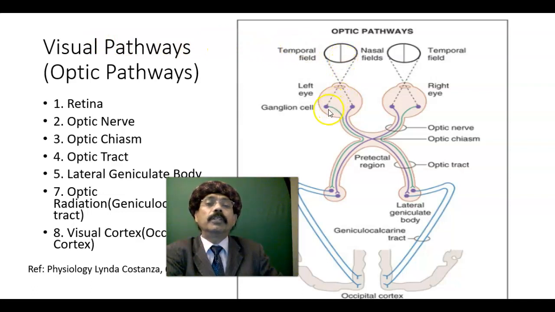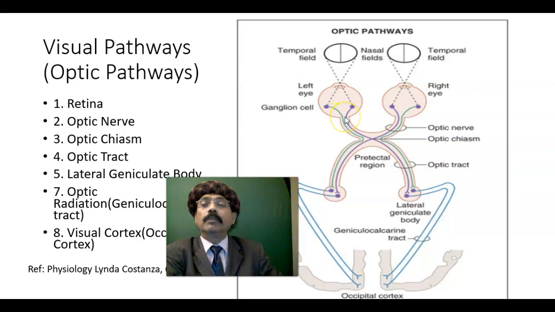It begins from the retina. Retina is the inner layer of the eyeball. This is the nervous layer of the eyeball. We have the outer layer, that is the fibrous, composed of cornea and the sclera. Then we have the choroid layer, and the inner layer is the nervous layer, that is the retina. From there we'll get the optic nerve.